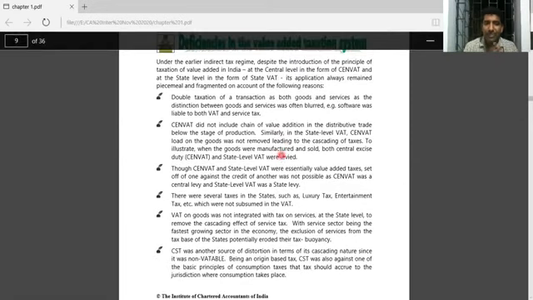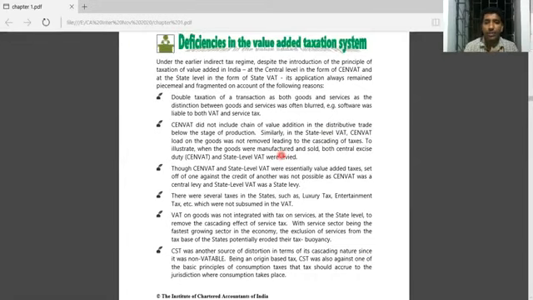Then second, CENVAT did not include the chain of value addition in the distributive trade below the stage of production. Similarly, in state VAT, CENVAT credit on the goods was not allowed, leading to cascading of taxes. New students might not know CENVAT. Say for example, central excise duty was levied by the central government. Service tax is also levied by the central government, whereas VAT was charged by the state government.